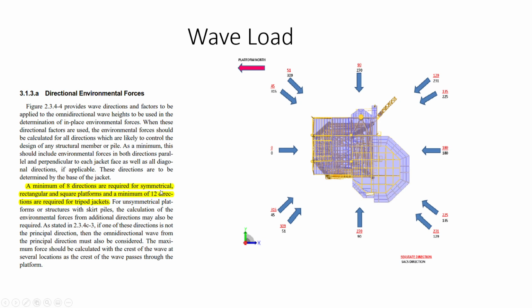Then for wave load, minimum 8 directions we have to consider. For tripod we have to consider 12. And in addition to that, some of the things we have to consider at the leg itself and find the overturning moment. We always have to be careful that whatever is given in the environmental data is aligned with the software. Suppose the direction here is 45, it is in the anti-clockwise direction, whereas here it is clockwise direction.